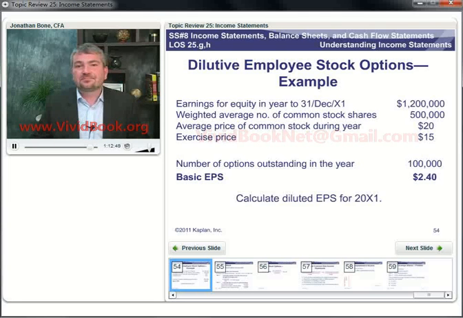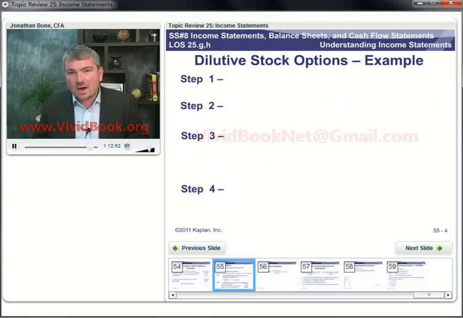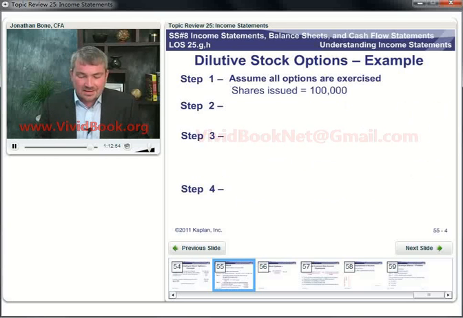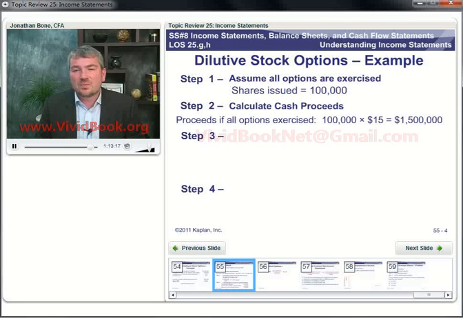So let's calculate it by going through our steps. Step 1, we look at the number of shares that would be created if the options are exercised. So we're going to assume one option equals one share, so 100,000. Step 2 moves on and says, what cash would be generated on the exercise? Remember, we take the number of shares times the strike price of $15. So 100,000 times 15, we would raise $1.5 million.